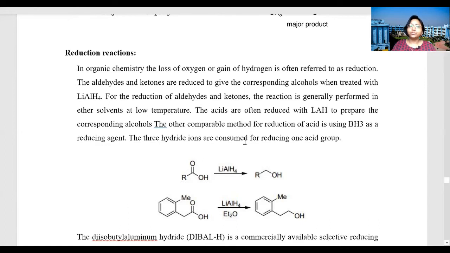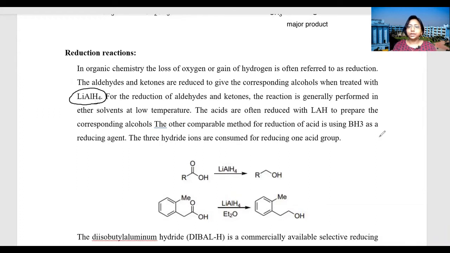Look carefully. You got different oxidizing agents. In a similar way, you will get different reducing agents. So here you are getting first, say, LiAlH4. I am marking this one, LiAlH4.